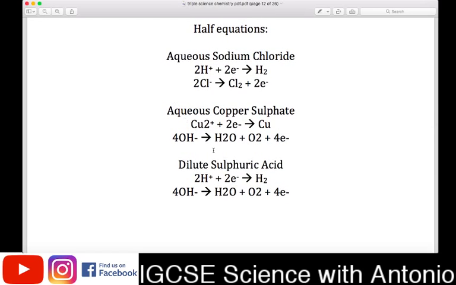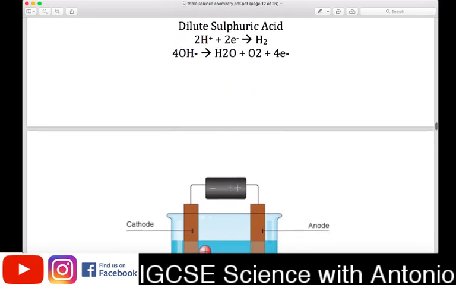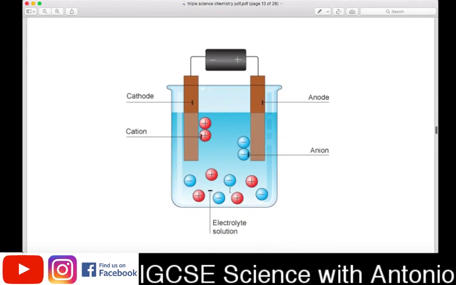For sulfuric acid, hydrogen ions become hydrogen gas, hydroxide ions become water. Okay, and we have a simple diagram.